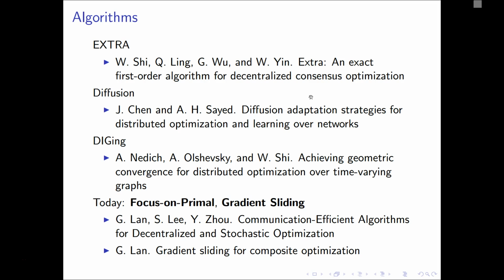There are already some algorithms developed for decentralized models. For example, EXTRA, developed by Professor Wotao Yin, there's a diffusion algorithm developed by Professor Sayed, also at UCLA, and there's a DIGing algorithm. Today we're going to focus on the primal dual algorithm and the gradient sliding algorithm. These algorithms are both proposed by Professor Guanghui Lan from Georgia Tech, and we also share some of our own thoughts about it.